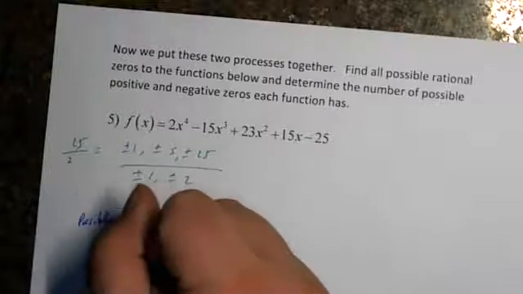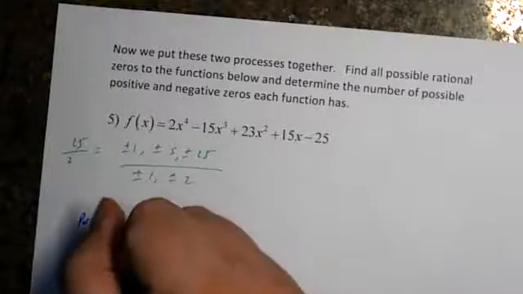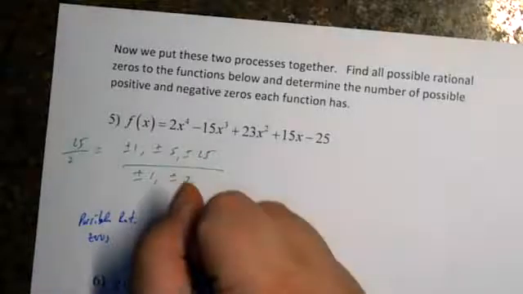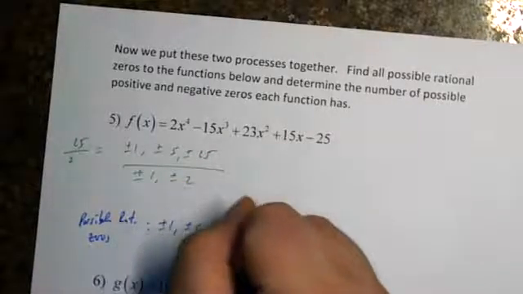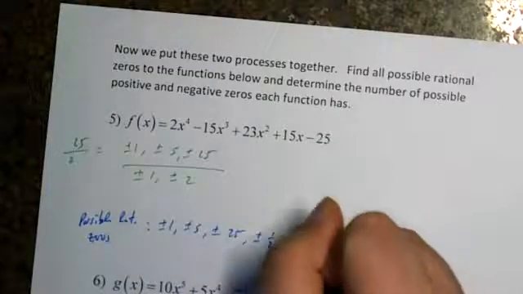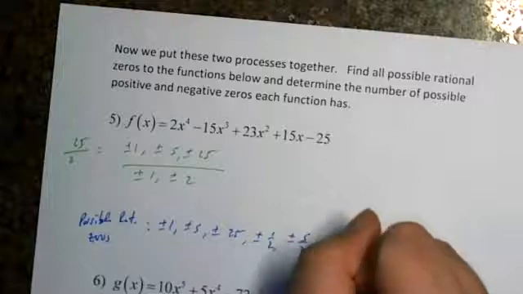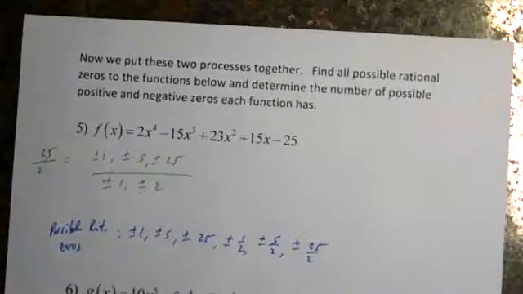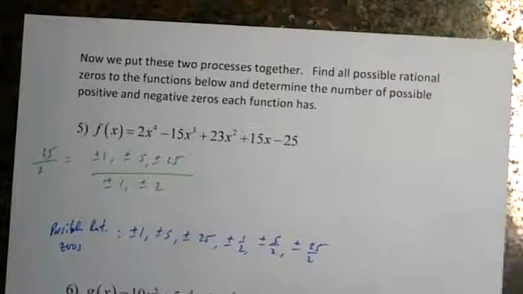Possible rational zeros are plus or minus 1, plus or minus 5, plus or minus 25, plus or minus 1/2, plus or minus 5 halves, plus or minus 25 halves. And now let's find out how many possible positive or negative zeros. Let's see. We'll do this in red.